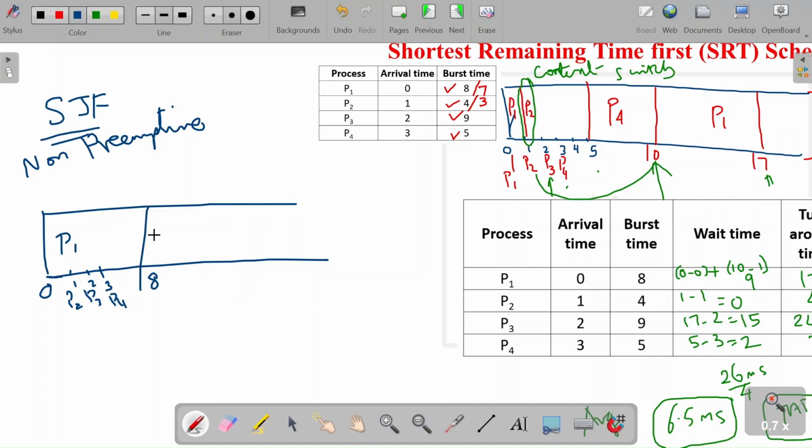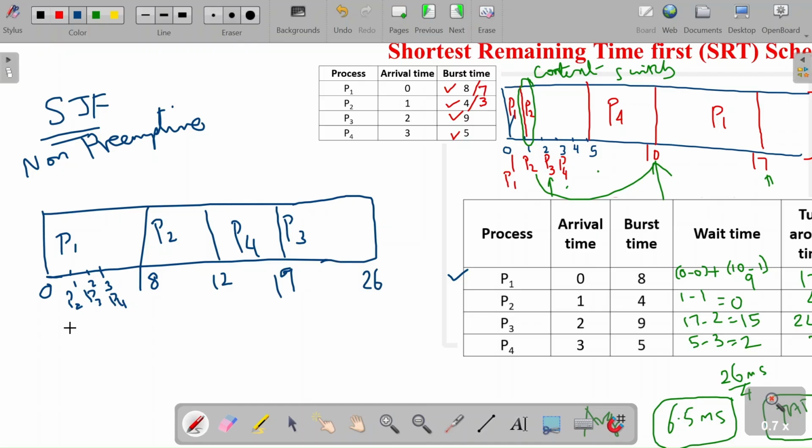It won't release the CPU. So now P1 completes. What about P2, P3, P4? You have 4, 9, 5. Out of which is the minimum one? 4. So now P2 is picked up. P2 will start at 8 and with 4 it goes till 12. Then 9 and 5, which is minimum? The shortest remaining time is 5. Plus 5 means you have till 17. You have P4. Then at the last, P3 will take its own 9. So till 26 you have P3.